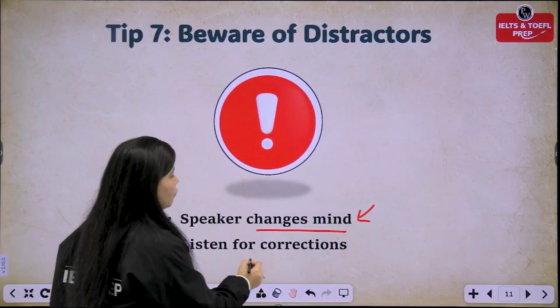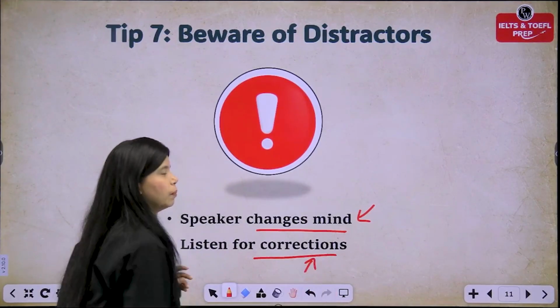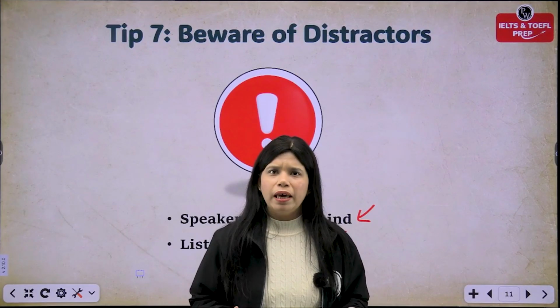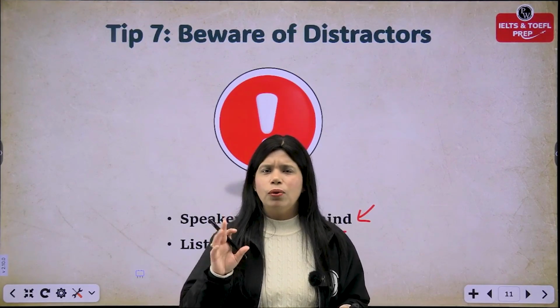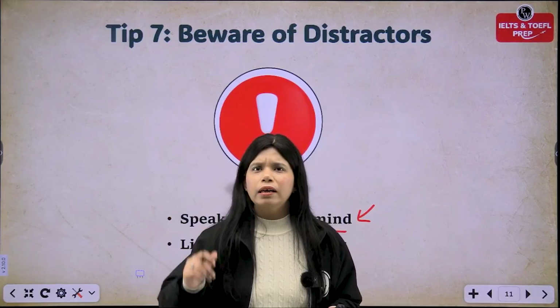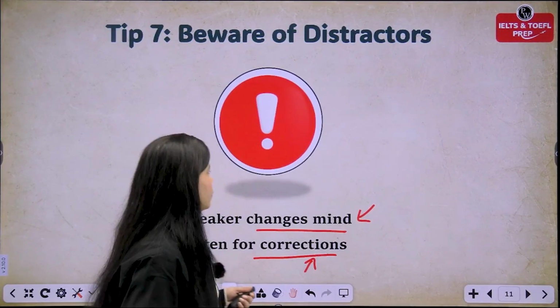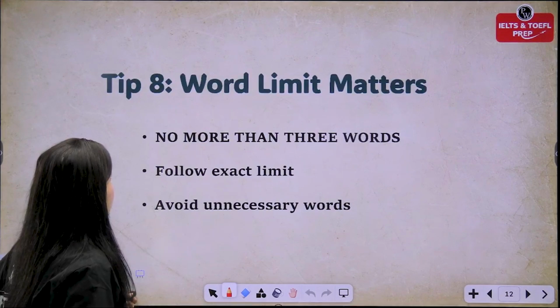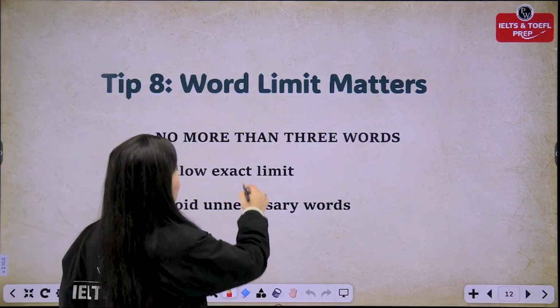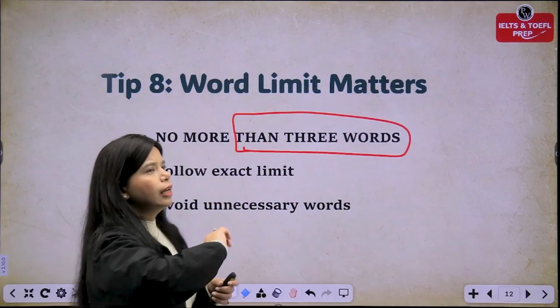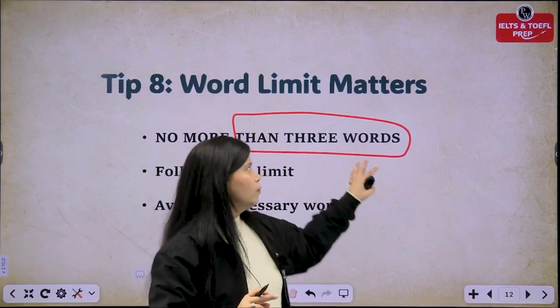And listen for corrections. That means sometimes they speak one thing, they would say, okay, let's meet at 7 p.m. But then they would say, okay, wait, no, I have got some work. Let's meet at 8. So listen for such corrections. Moving on, tip number 8, word limit really matters. No more than 3 words. If it says no more than 3 words, that means if you write a 1 word would be correct.